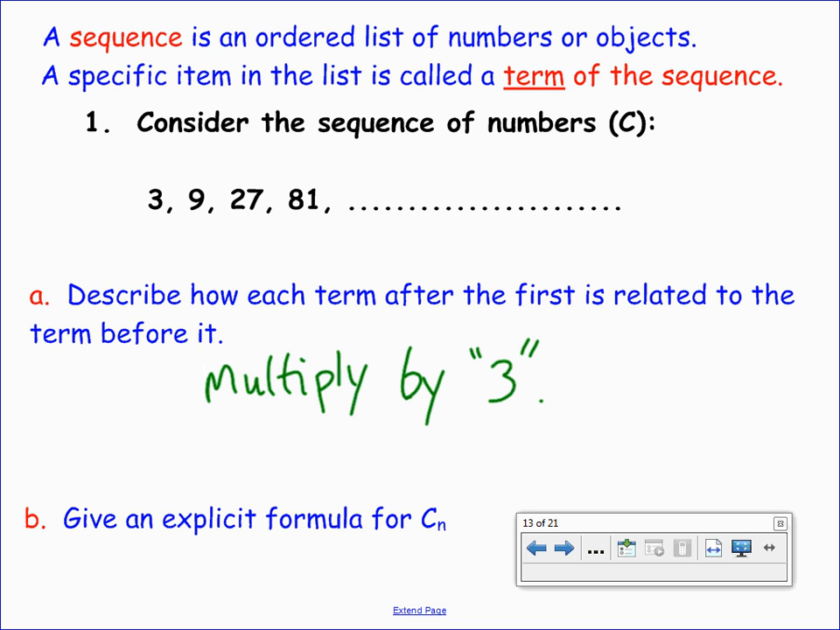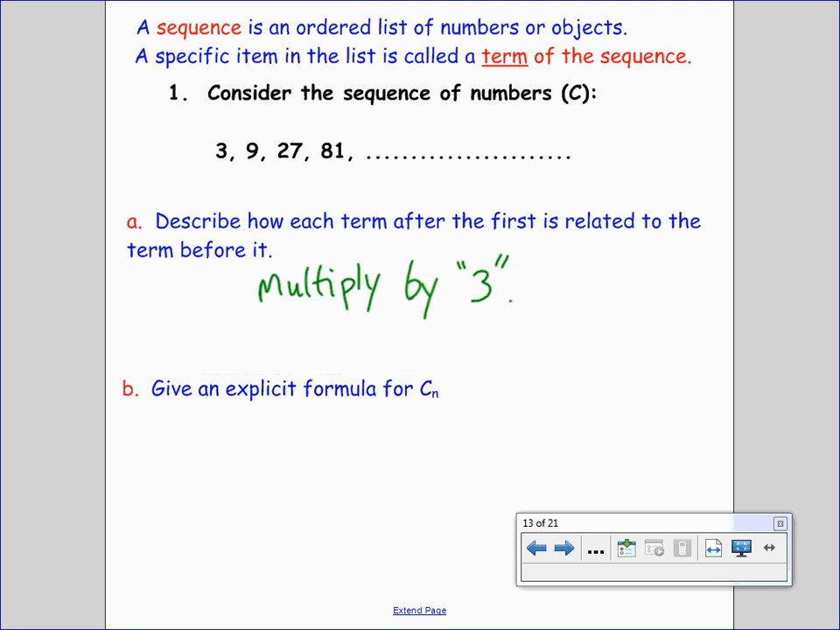Now let's give an explicit formula for C. As you know from your reading question, an explicit formula is simply a rule, like a function rule, that would tell you what the term value is based on the term number. In other words, I should be able to, given my explicit formula, plug in 3 for the term number, and it give you what you told me term 3 was, 27. So let's come up with an explicit formula for C sub n, this sequence of numbers.